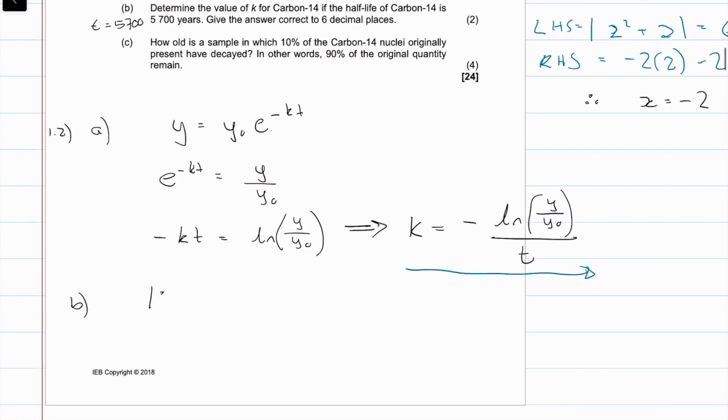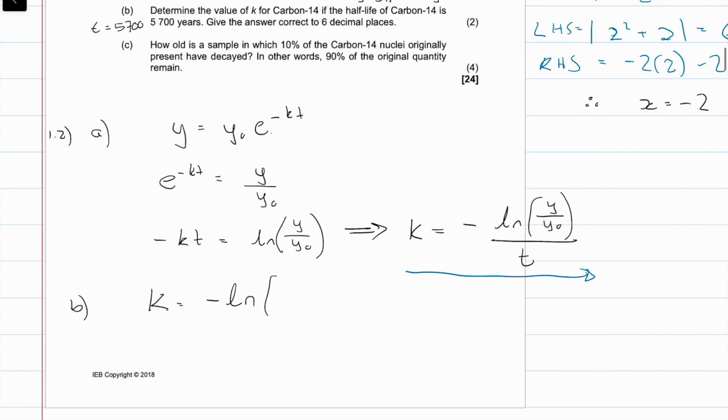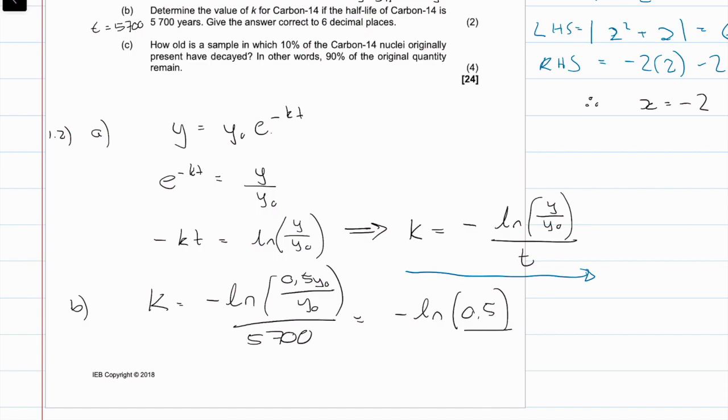So k is going to be equal to minus ln. My y is now replaced by my y for my half-life, which is 0.5 y naught, divided by y naught, over t, which was 5,700. So this is equal to minus ln of 0.5 divided by 5,700, and if we plug that into our calculator, we get a value of approximately 1,216 times 10 to the minus 4. So that's our value for k.